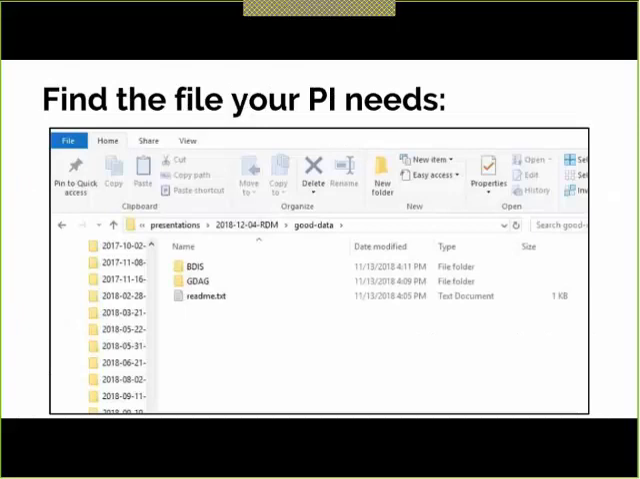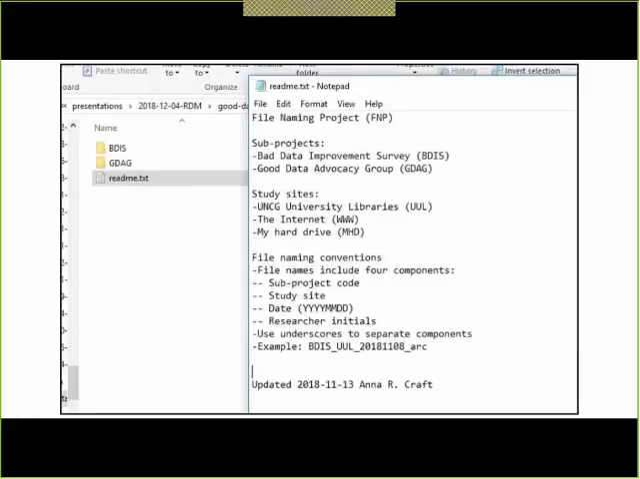So we've got another folder structure here, and we've got some acronyms. But we also have a README document. We're looking for the file, any file that my PI needs. We open this README. It tells me we're working on the file naming project, and it has two sub-projects. Both of them have acronyms that are described there, explained. We have three study sites. Each of those has an acronym. And it tells us what the file naming conventions are for this project.